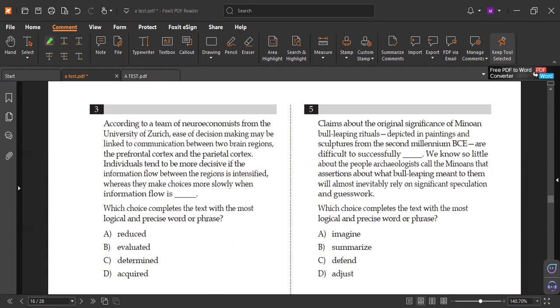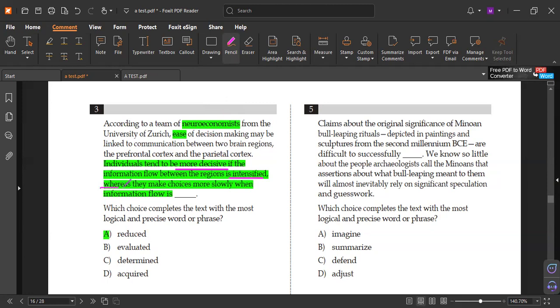Now here for number 3, it must be A, but we need to know why. Always check the sentence carefully. Of course, I will focus on this part, but I must read this part quickly. According to a team of neuroeconomists, that means scientists find information from the university. Ease of decision making may be linked to communication between two brain regions, the prefrontal cortex and parietal cortex. Individuals tend to be more decisive if the information flow between the regions is intensified. So it must be intensified.